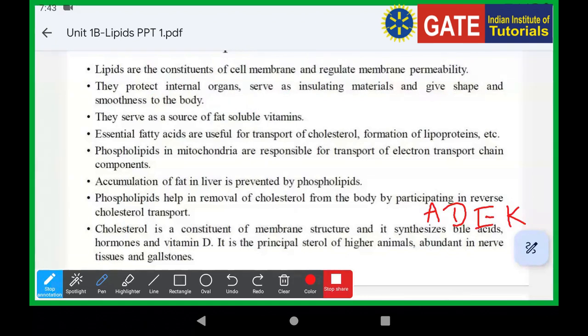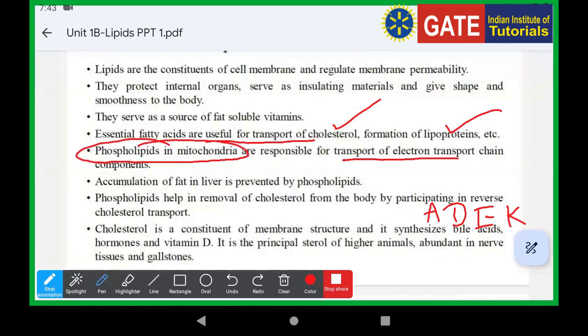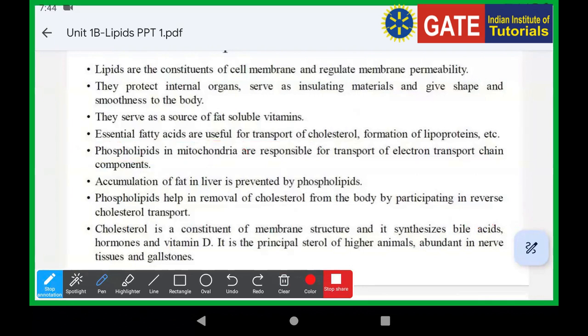Next, some essential fatty acids are useful for the transport of cholesterol, formation of lipoproteins, etc. And phospholipids in mitochondria are responsible for transport of electron transport chain components. In the metabolism chapter, we'll discuss that. So phospholipids are very important in the cell membrane as well as the mitochondrial membrane. Next, accumulation of fat in the liver is prevented by phospholipids. Phospholipids are the good lipids.